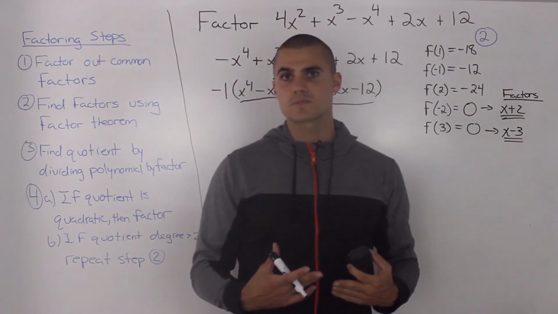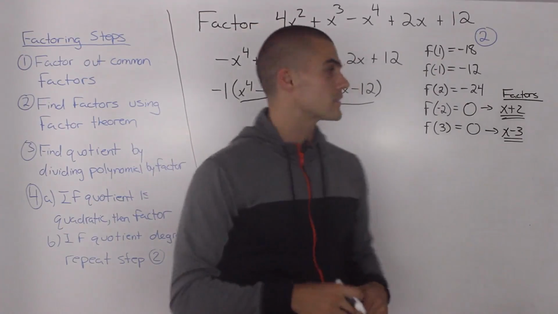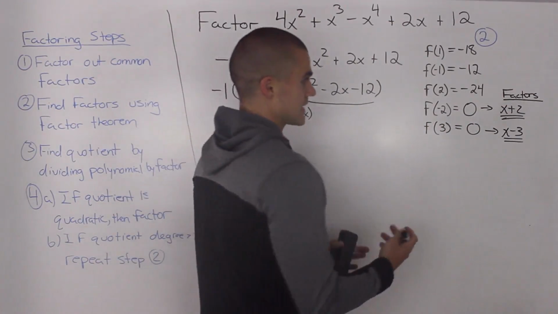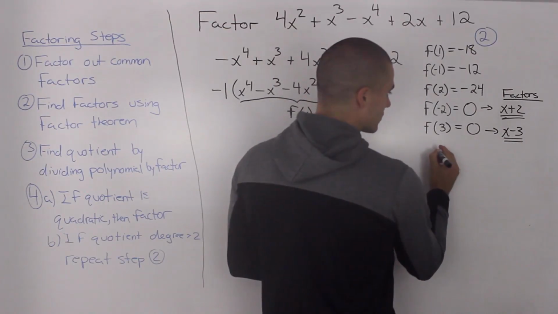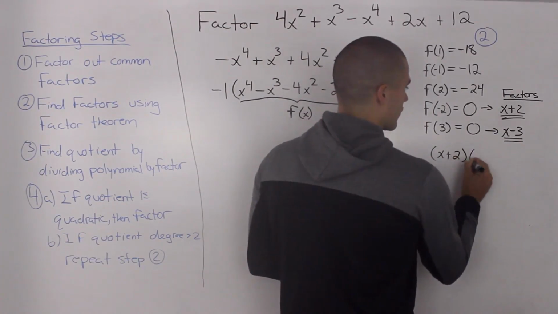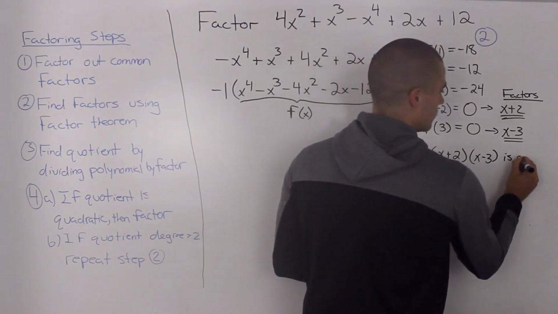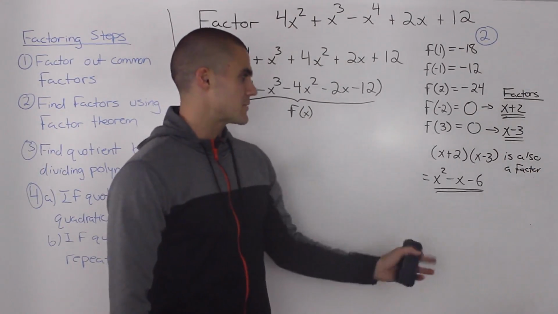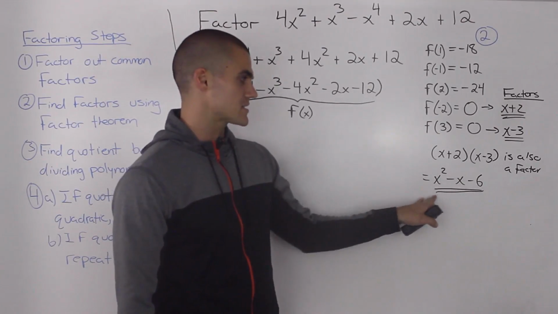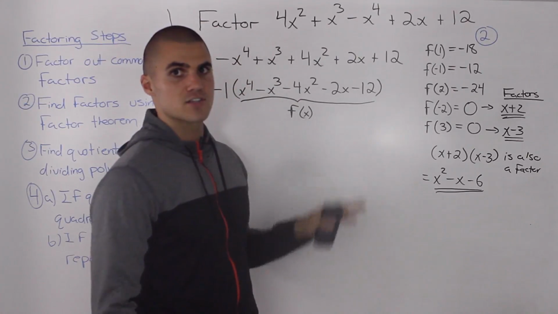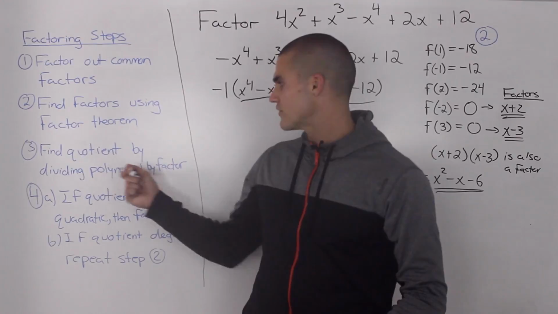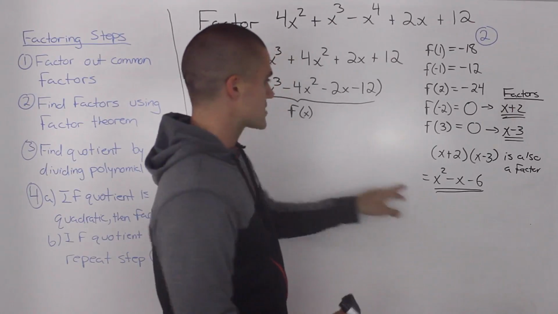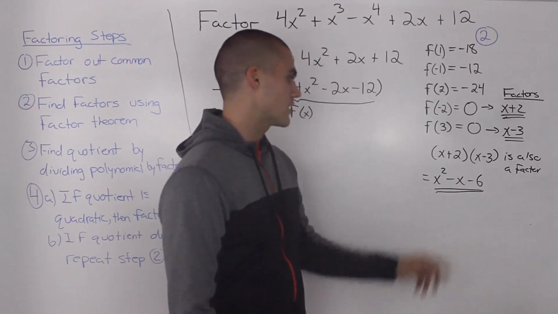And here is where the shortcut comes in that I was talking about, that we'll combine in steps 2 and 3. If in step 2 you find two factors, what that means is that if both of these individually are factors, then the product of them is also a factor. So then expanding x plus 2 times x minus 3, we get x squared minus x minus 6, and that is a factor of f of x. So now when we go into step 3, when we're dividing the polynomial by a factor, we don't have to use each of these factors separately. We can combine them and divide this polynomial by this larger factor with a degree of 2.